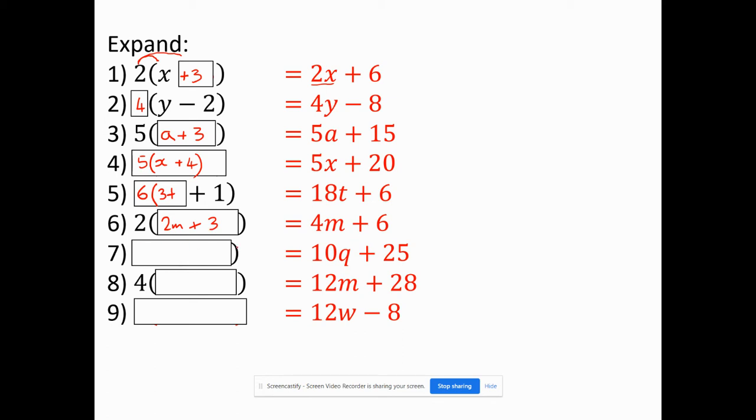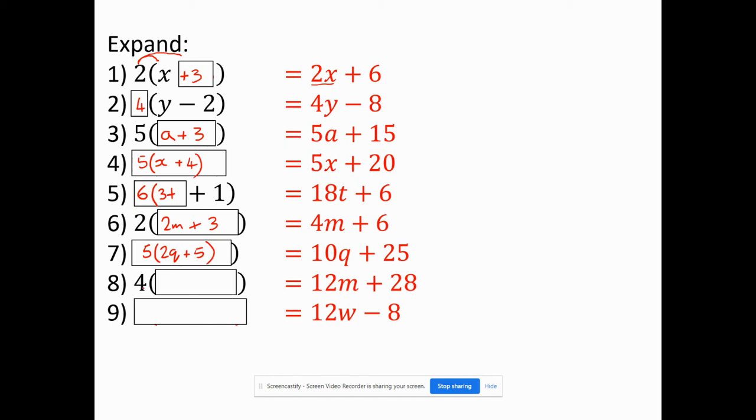This one here, we've got nothing again. We've got 10 and 25. Now notice both of those are multiples of 5. 10 and 25 are both in the 5 times table. 5, 10, 15, 20, 25. And so that's one way we could figure out that, okay, maybe we've got a 5 there in front. And if we've got 5 there, 5 times 2q would give 10q, and 5 times 5 would give us 25.